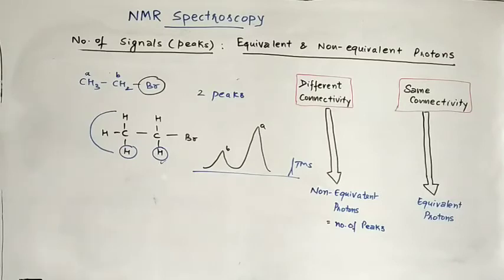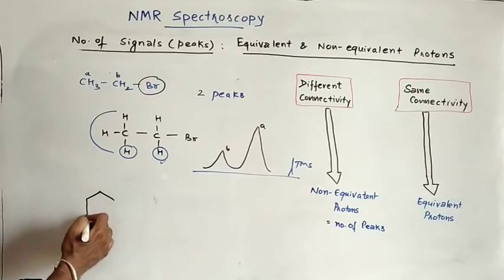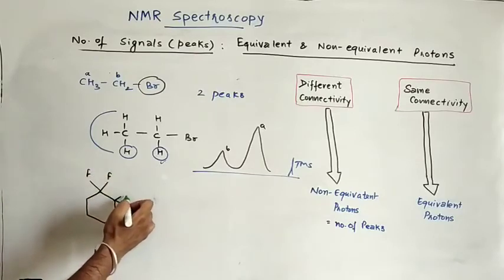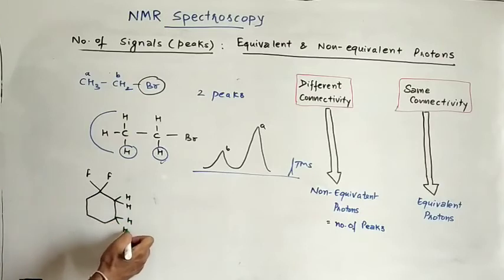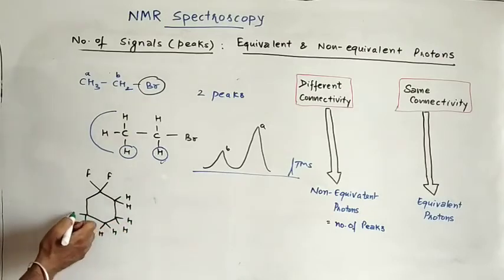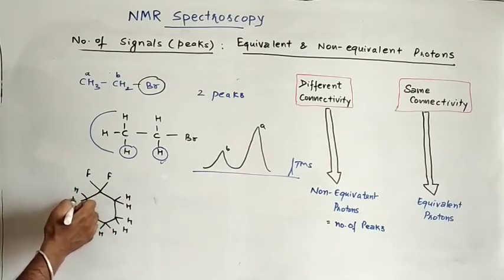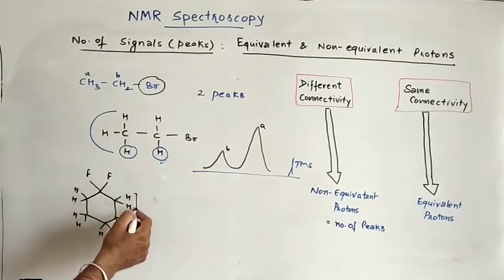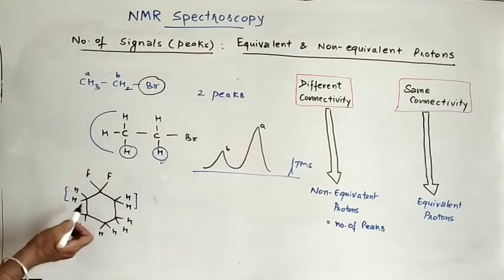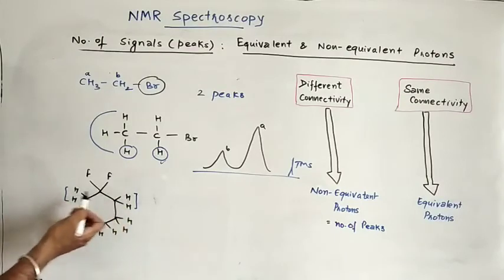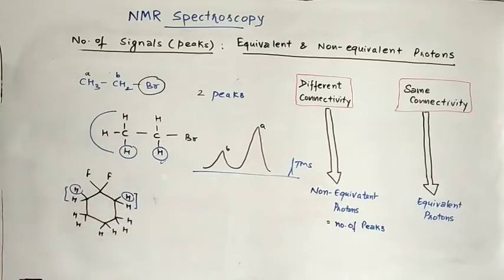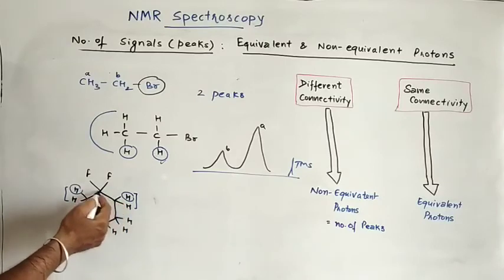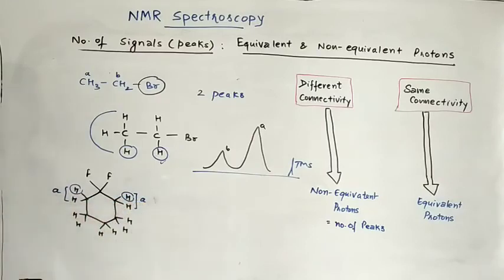Okay, in the next example, suppose we have a ring. Here we have fluorine. Here we know that there are 2 hydrogen on each carbon. How many signals will this compound give? See, these 2 protons are equivalent. These 2 protons are equivalent. Now compare these. Intercomparison. This proton and this proton are equivalent. You can see that this proton is connected to carbon, which is connected to CFF. Again, this is carbon to CFF. Same thing. It means these give signal 1.